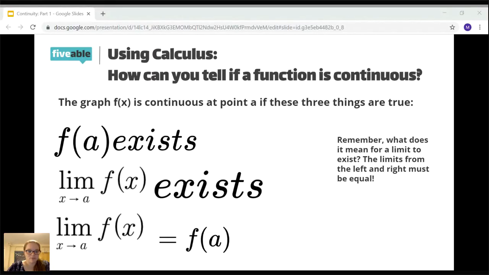So it really does basically fit into that, but we want to make sure that on the AP exam and when we're using calculus, we are using the calculus definition to prove why something is continuous or why it is not. So what I'm going to do is I'm going to show you those three graphs again, and this time I'm going to pick specific points and ask you if it is continuous at those points.